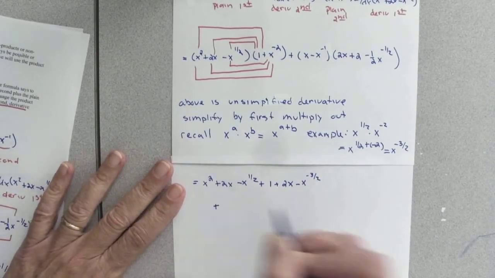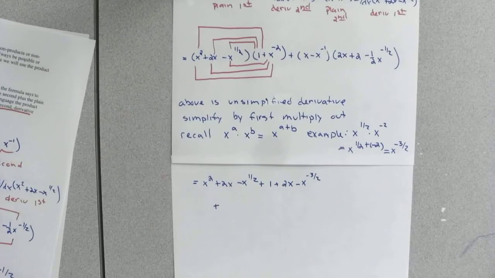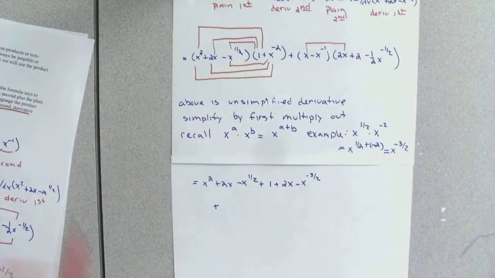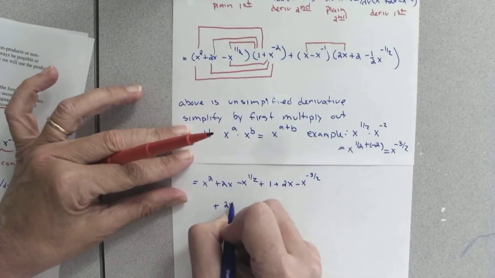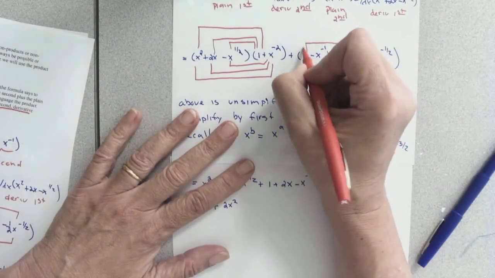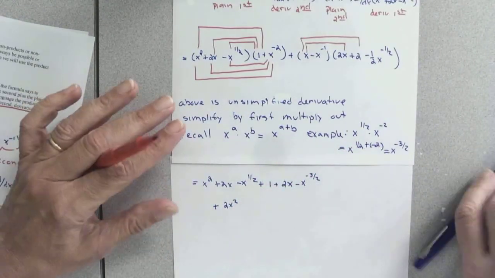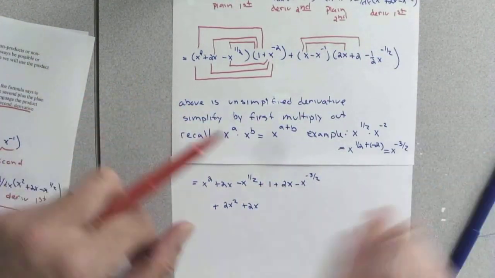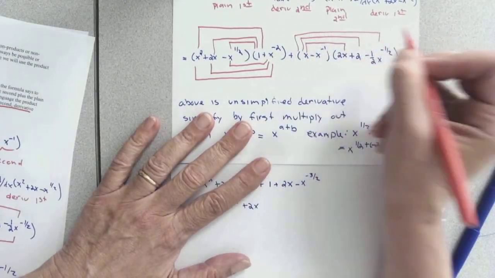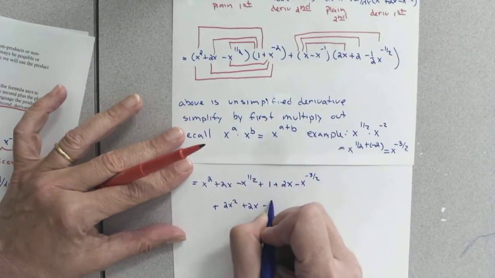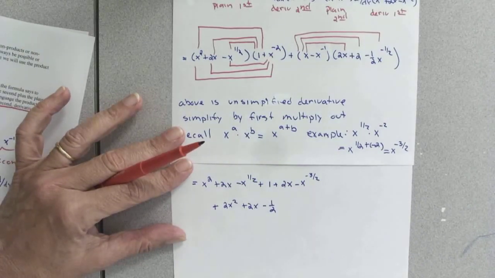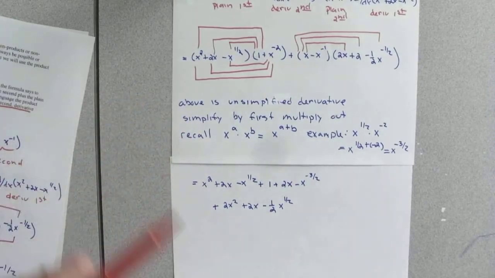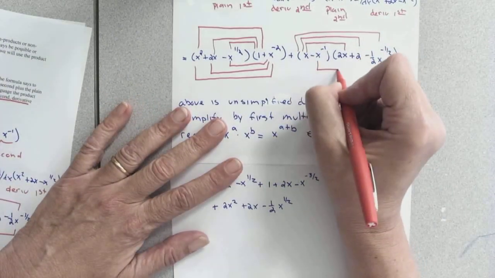I'm going to drop down because I'm running out of room. Then doing the same thing on the next one. X times 2, 2x squared. X times 2x, 2x squared. X times 2, 2x. And x times negative, so negative 1/2. Then add the exponents, x times x to the negative 1/2, x to the 1/2.